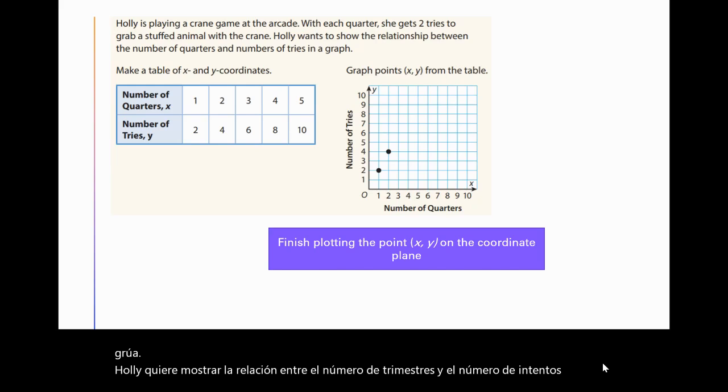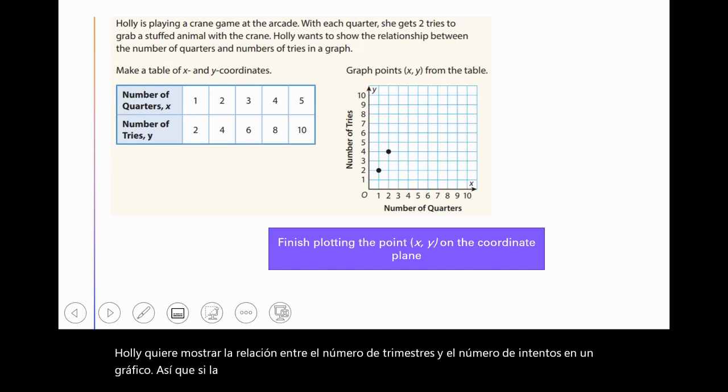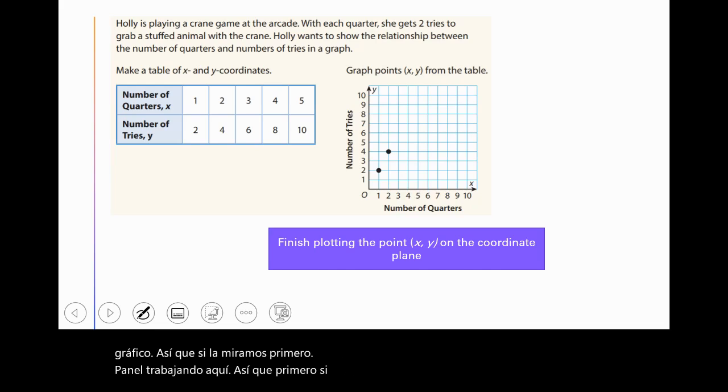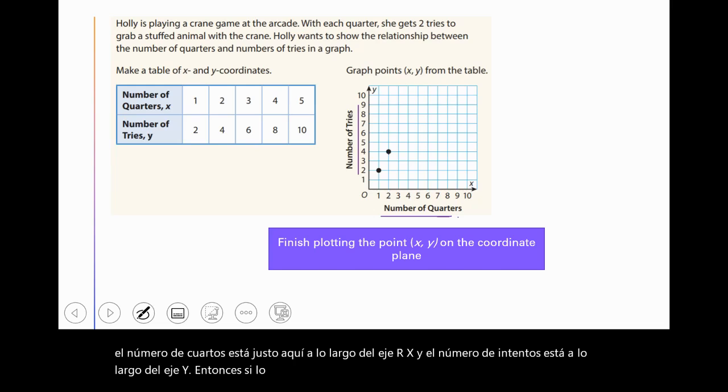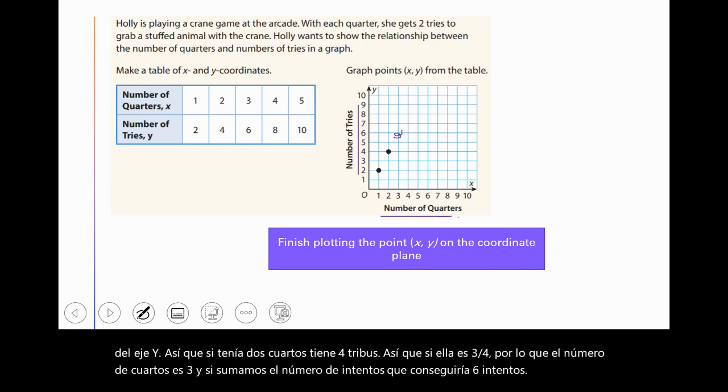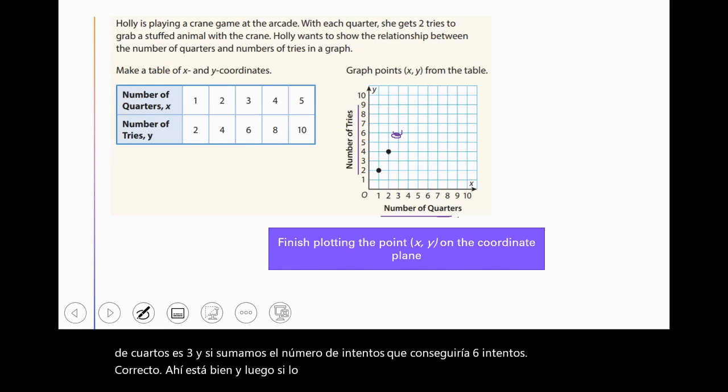So if we look here, first, if she put in 1 quarter, she had 2 tries. The number of quarters is along our x-axis, and the number of tries is along the y-axis. Then if she had 2 quarters, she got 4 tries. If she has 3 quarters, so the number of quarters is 3, and if we go up to the number of tries, she would get 6 tries. Right there, okay? And then if she had 4 quarters, she would get 8 tries.